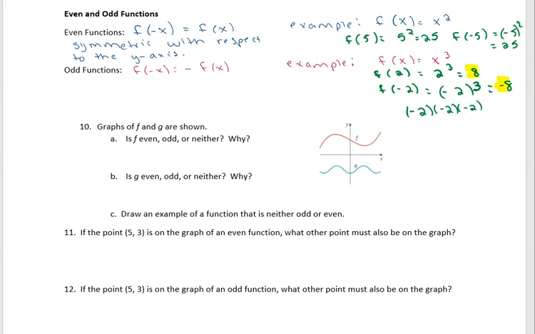So we have switched the sign of the answer. We had positive 8 when we had the positive 2. We switched the sign. So this would be an odd function. And an odd function is symmetric around the origin, which means that it is symmetrical with a 180 degrees rotation.